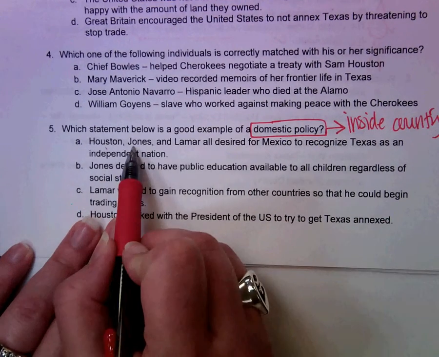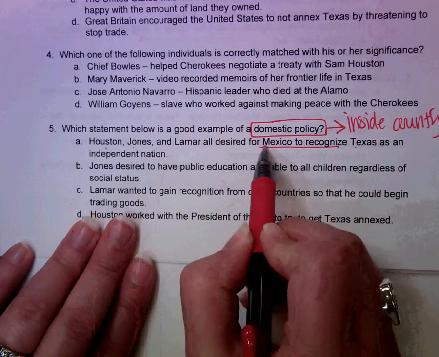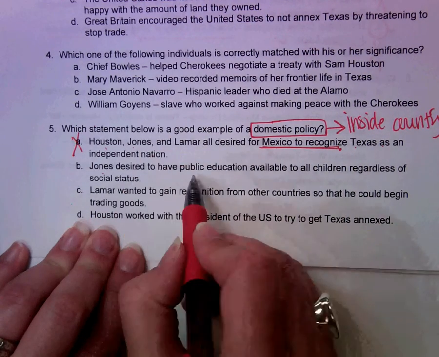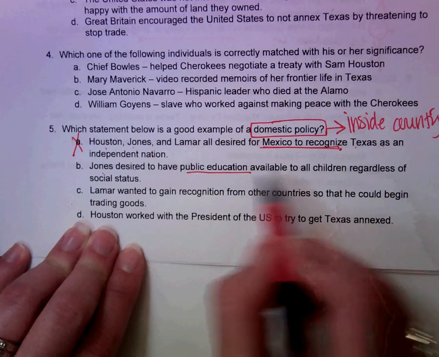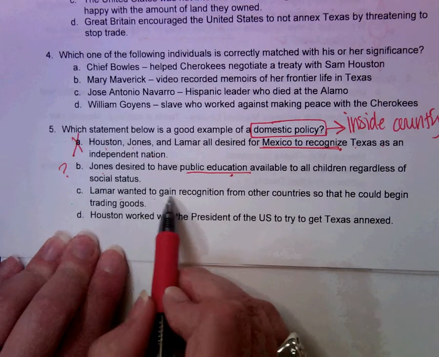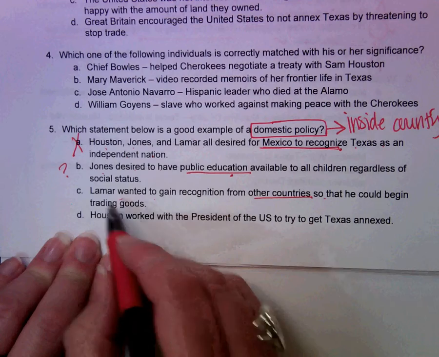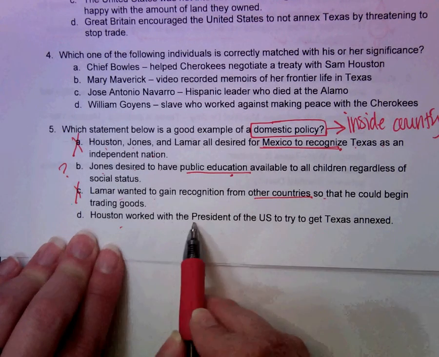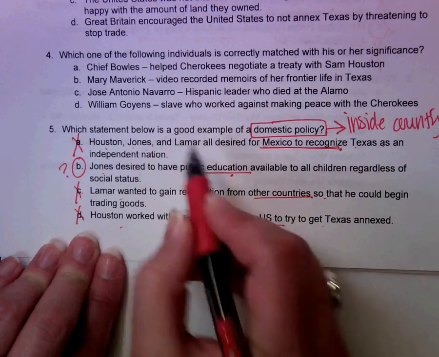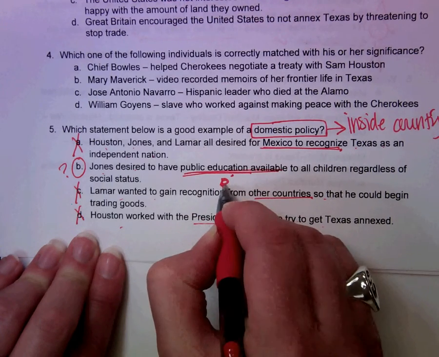Houston, Jones, and Lamar all desired for Mexico to recognize Texas as an independent nation. Is this inside or outside? Outside. Jones desired to have public education available to all children regardless of social status. Inside or outside? Inside. Lamar wanted to gain recognition from other countries so that he could begin trading goods. Outside. Houston worked with the President of the U.S. to try to get Texas annexed. Outside. Our answer is B because public education is dealt with inside the country.